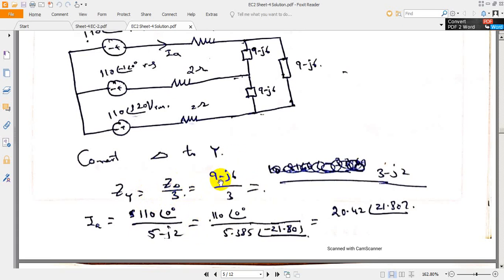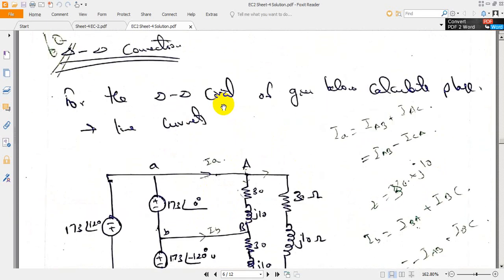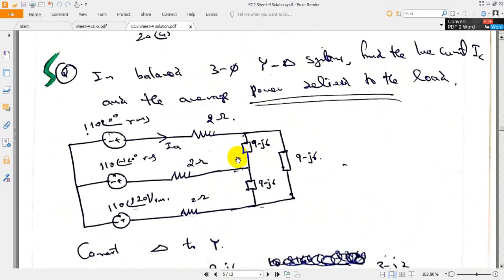Z delta is equal to 9 minus j6, this is given in the question. Z delta divided by 3 will be 3 minus j2. If we convert this into star form, the star impedance that we get will be in series with the 2 ohms.